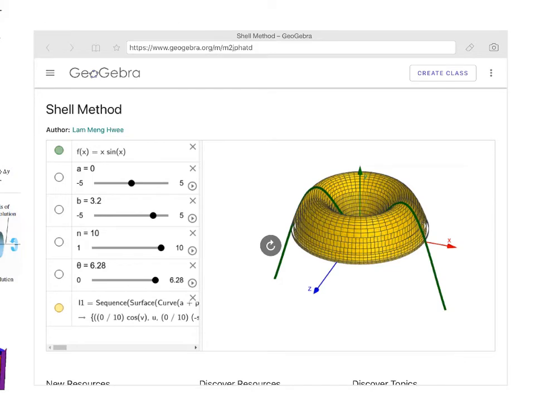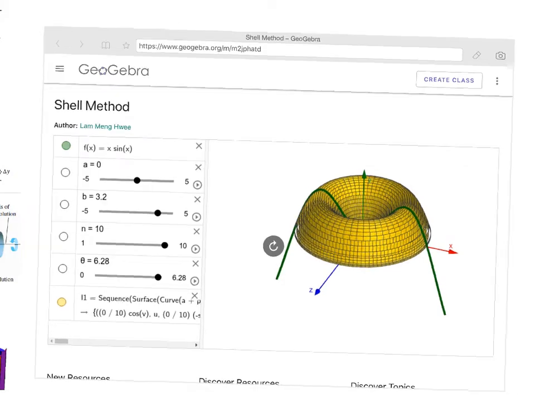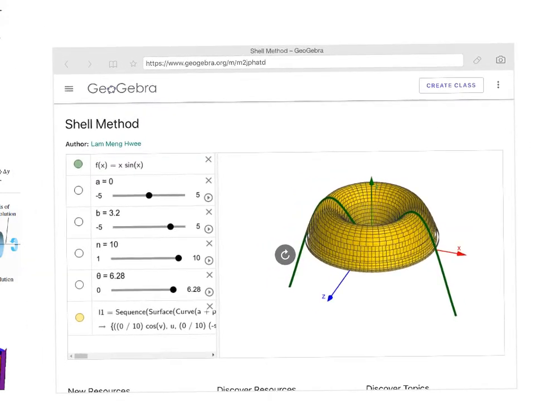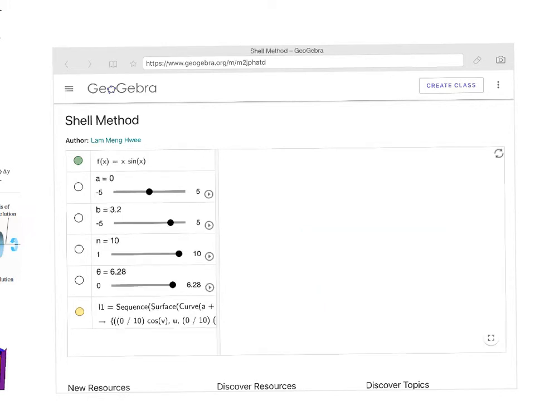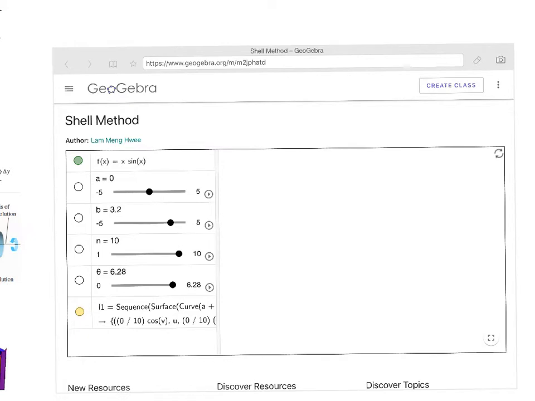So 0 to 3.2 means, well, let's see if we can get this to move. There we go. 0 is the middle of that little donut-looking thing, and 3.2 would be the outside. So there it goes. We're going to rotate this around the y-axis.